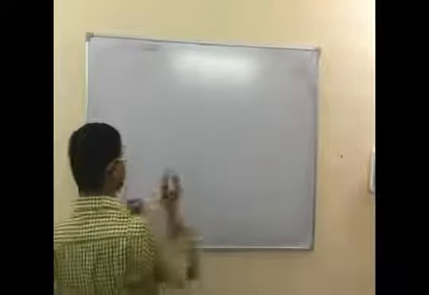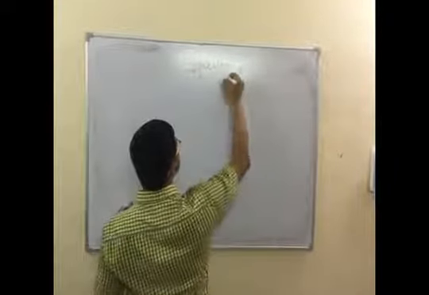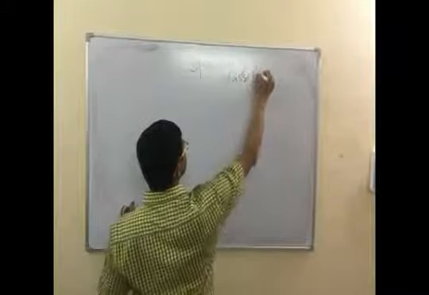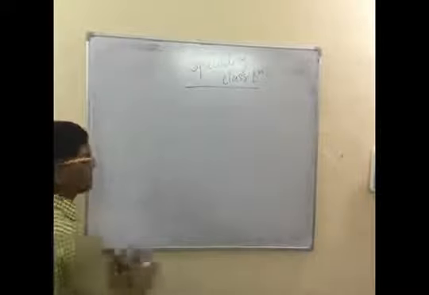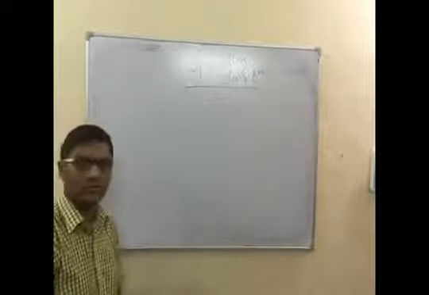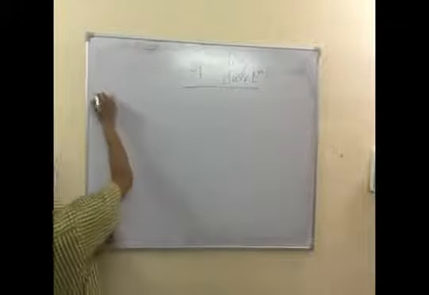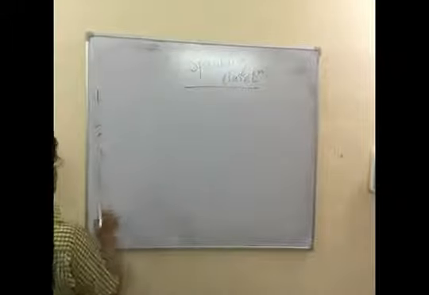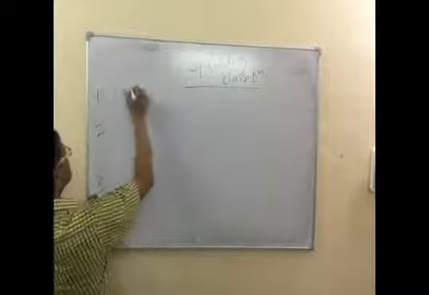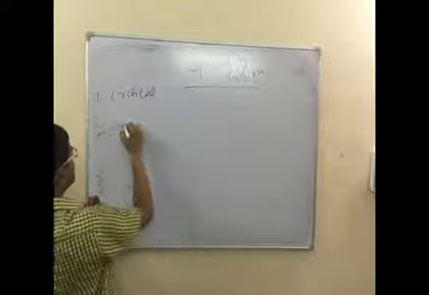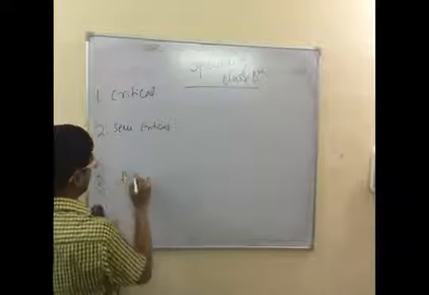So next we will discuss the Spalding classification. Spalding has classified the various equipments and instruments in the hospital into various divisions. Like, it has classified the equipments into critical devices, semi-critical devices, and non-critical devices.